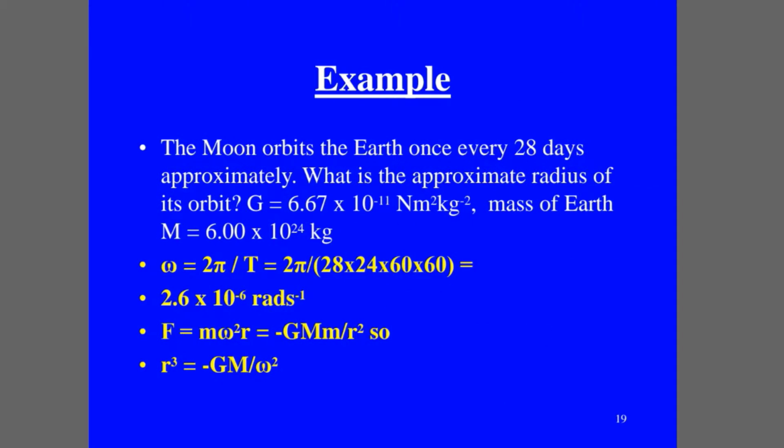Here is an example for the above topic. The moon orbits the earth once every 28 days approximately. What is the approximate radius of its orbit, where the universal gravitational constant is 6.67 into 10 to the power of minus 11 newton meter square per kg square, and the mass of earth M equal to 6 into 10 to the power of 24 kg? The angular speed is given by 2 pi by capital T, where T is the time period: 2 pi by 28 into 24 into 60 into 60. Then we get the angular speed as 2.6 into 10 to the power of minus 6 radian per second.